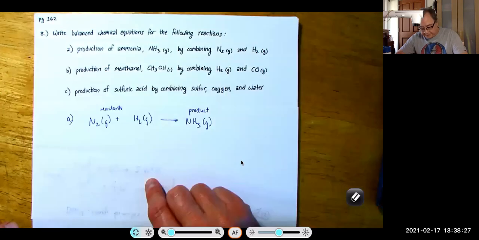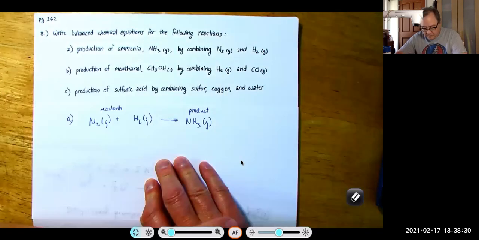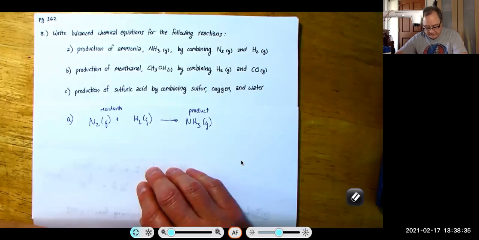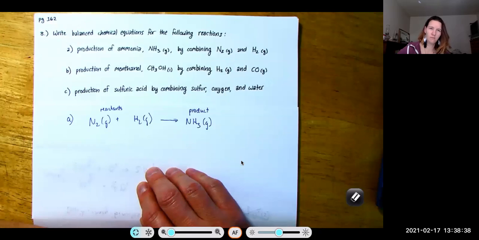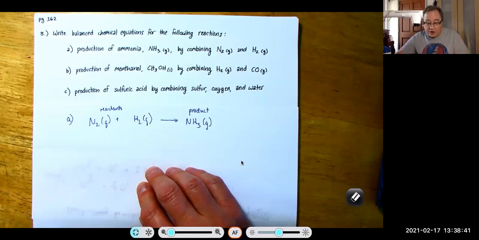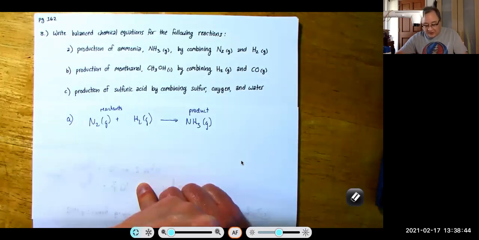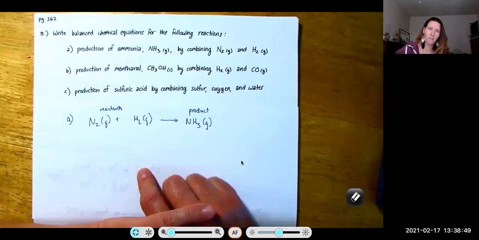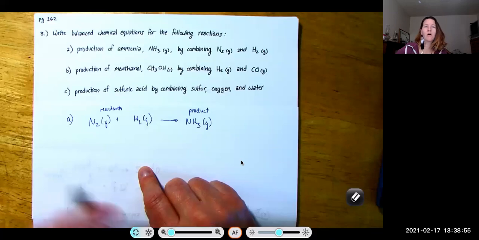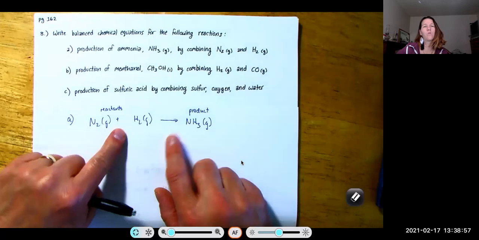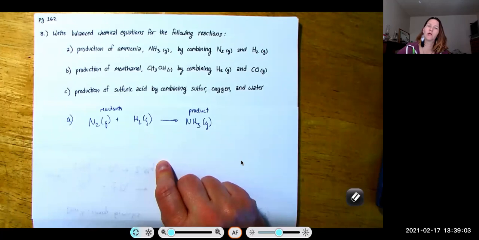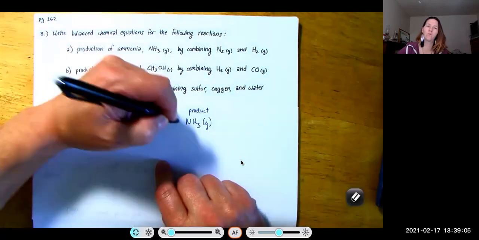So what would you like to change first? I'm going to tell you my preference. I usually start at the left and work towards the right. Okay. So I'd start with nitrogen. And there's 2 on the left and only 1 on the right. So what do you want to do? So you would have to put a 2 on the right.